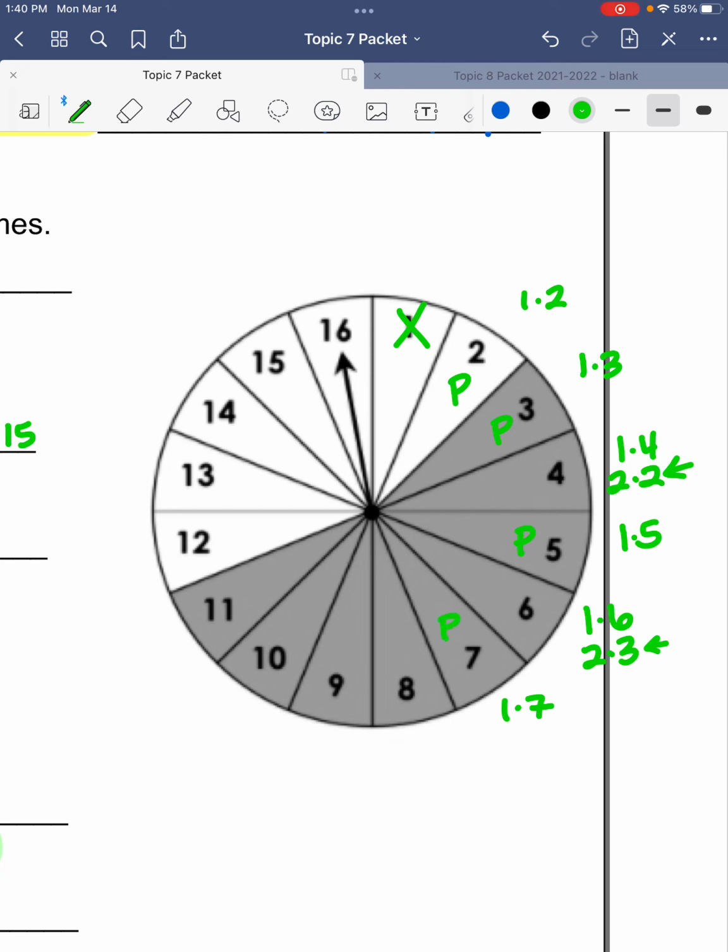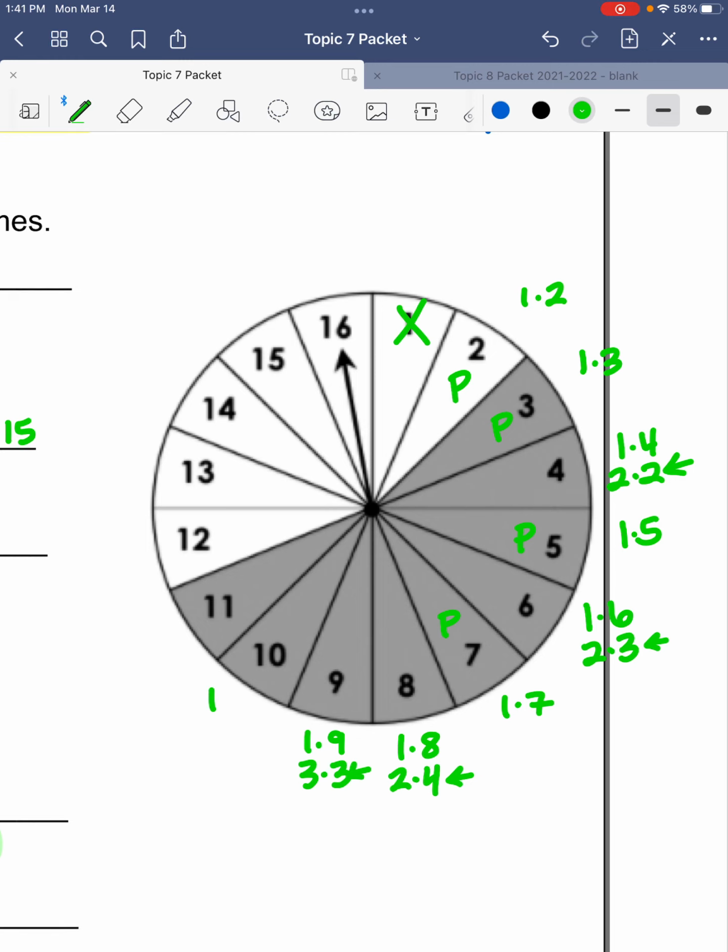8. How do I make 8? 1 times 8, 2 times 4. Because I can multiply 2 times 4 to make 8, 8 is not prime. How do I make 9? Well, 1 times 9, 3 times 3. Because I can multiply 3 times 3 together to make 9, I know that 9 is not prime. 10. We have 1 times 10 and 2 times 5.